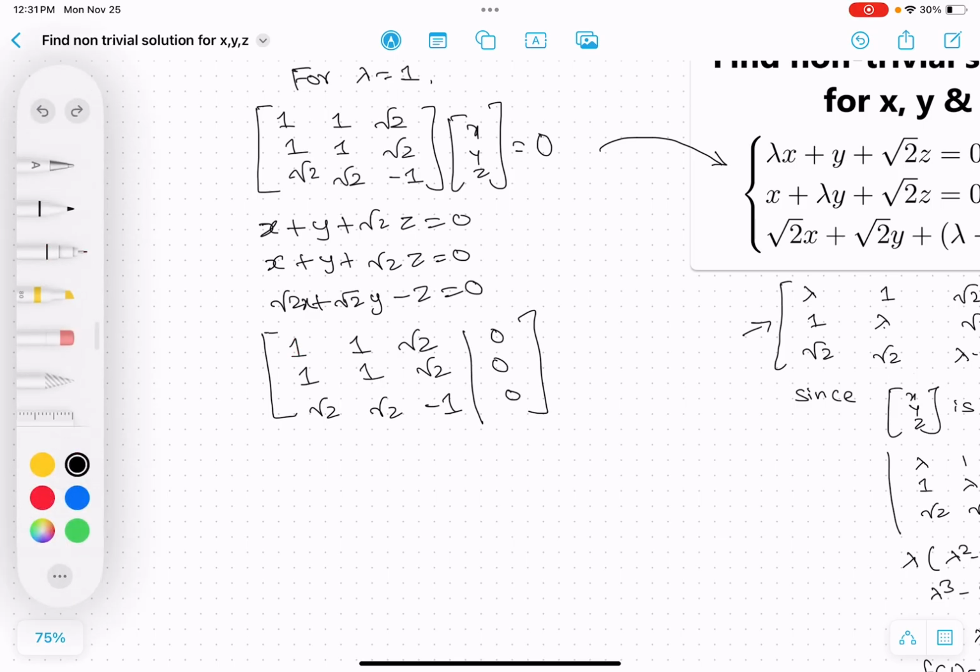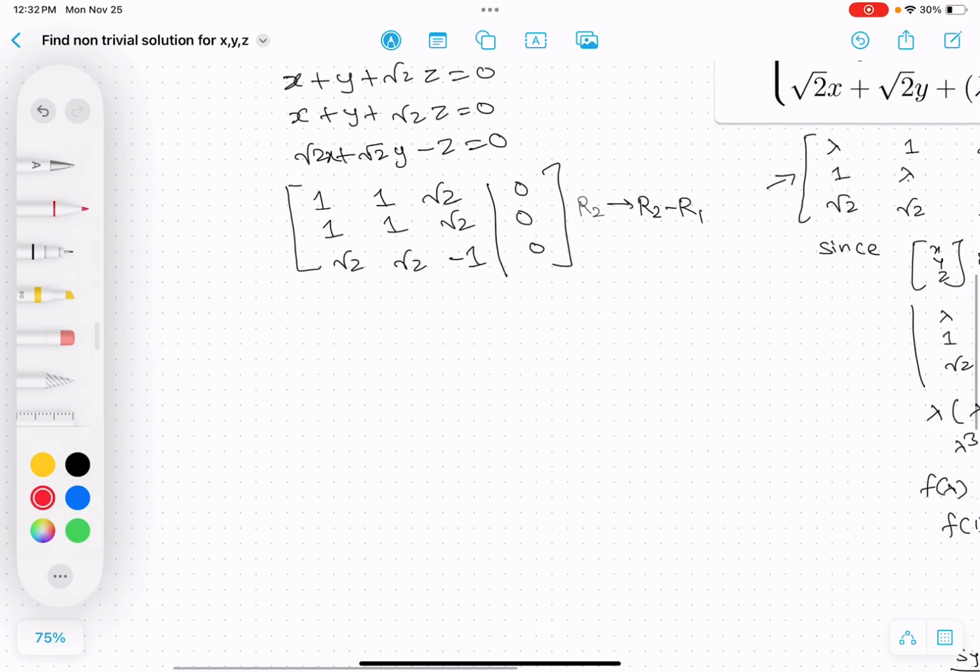Okay, so now first of all, if I want to make this 0, what I can do is row 2 as row 2 minus row 1, right? I just want to make the first element 0, but it turns out that the entire row goes to 0 in this case. It doesn't matter anyway. So the entire thing will go to 0, 0, 0, 0, root 2 minus 1, 0.